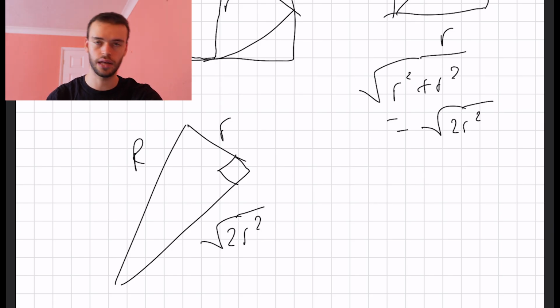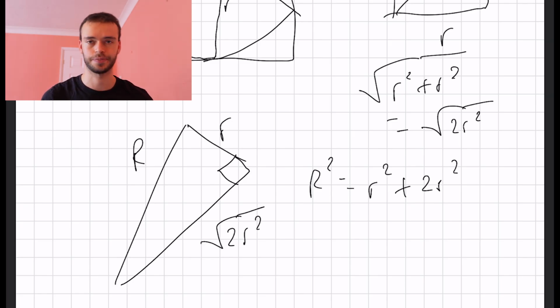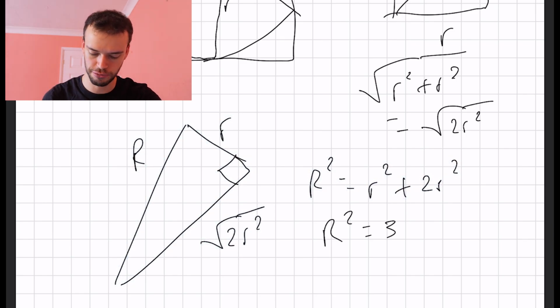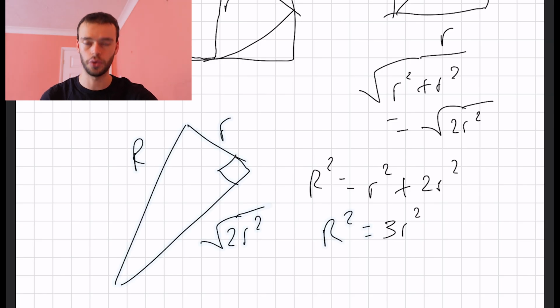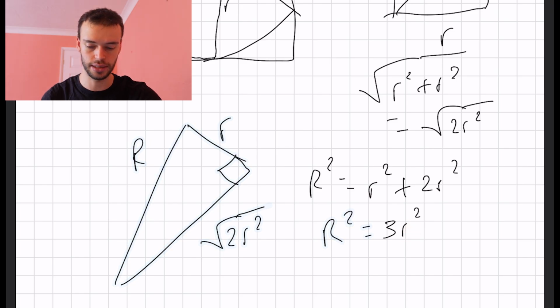Now that we've got all the lengths of our right angled triangle, we can do Pythagoras' theorem on this right angled triangle. That will be good because then we'll have a relationship between capital R and little r. So let's do Pythagoras' theorem. We're going to have capital R squared equals little r squared plus 2r squared. Let's combine any like terms. We're going to get R squared equals 3r squared. Cool, so now we have a relationship between capital R squared and little r squared.